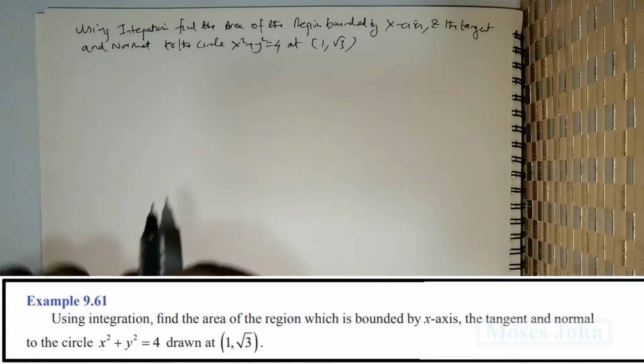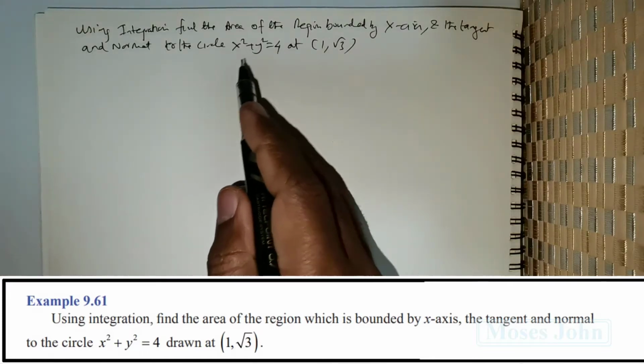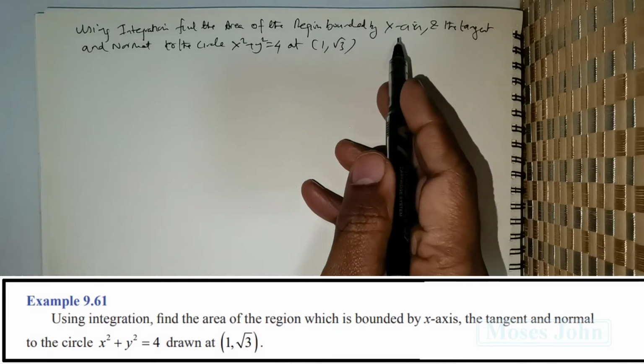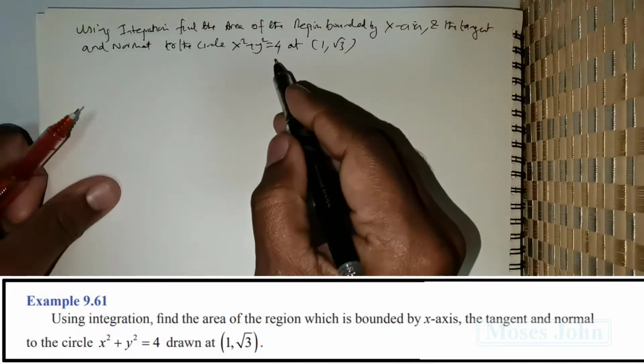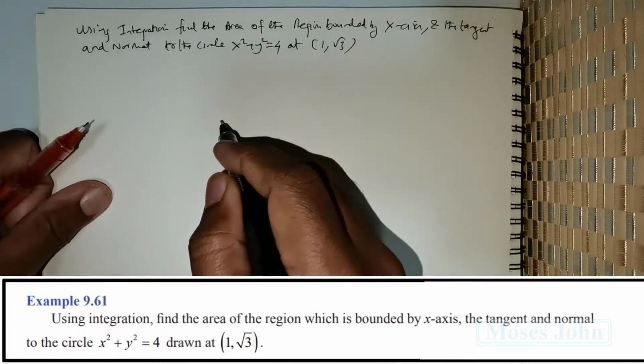Students, we are given this question. Using integration, find the area of the region bounded by the x-axis and the tangent and normal to the circle x squared plus y squared equals 4 at (1, root 3).